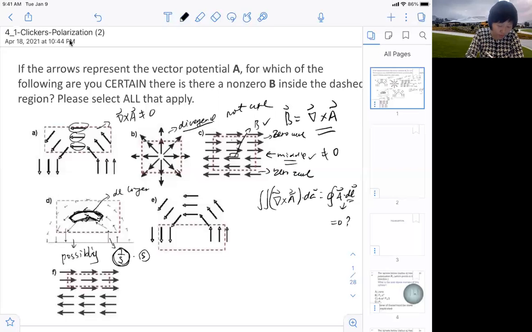What about F? F is the same as C, but you are now restricting your area. You want to look at only the upper side, and you can see that in the upper side you have 0 curl. You don't have any curl. So here you have curl of A is 0, so no B. Okay.